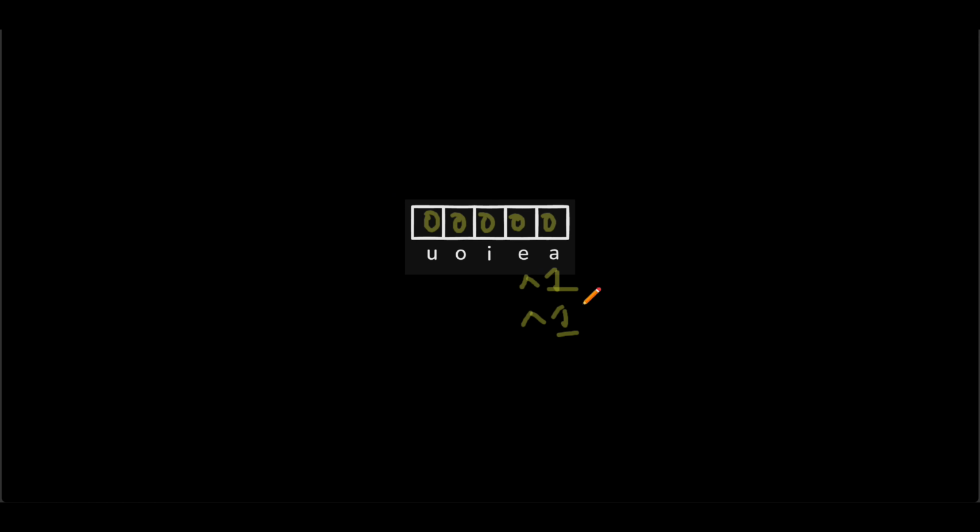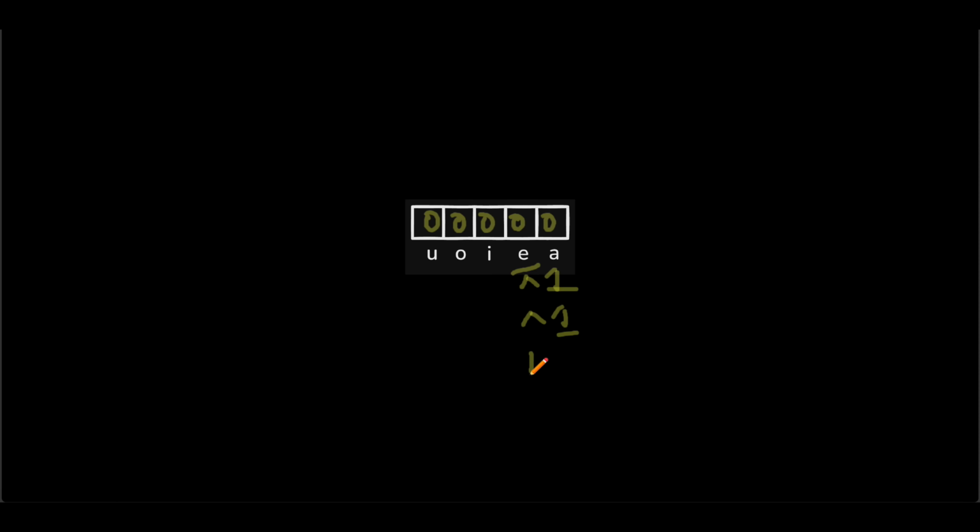But now suppose we see E. How can we flip E's bit? For that, we need to XOR at this position. And how can we get this number? We can just do 1 left shift 1, which is the position of E. So 0 XOR 1 at E's position will give us 1. And because of this, our bit mask now becomes 0, 0, 0, 1, 0. And that is the binary representation of integer 2.